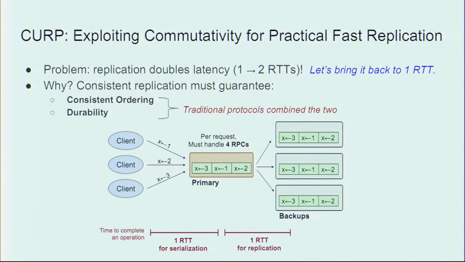When I looked at why it took 2 RTT, the reason is that a consistent replication protocol combines the consistent ordering requirement and the durability requirement together. So I decoupled those 2 requirements and then made the replication complete within 1 RTT.